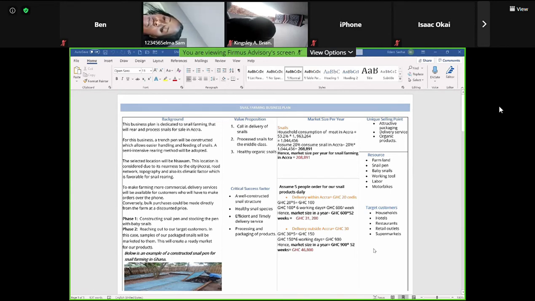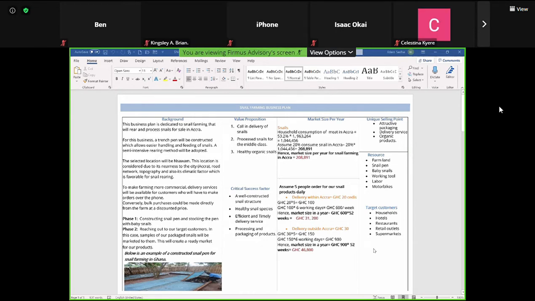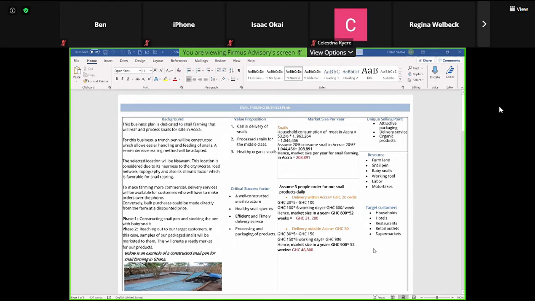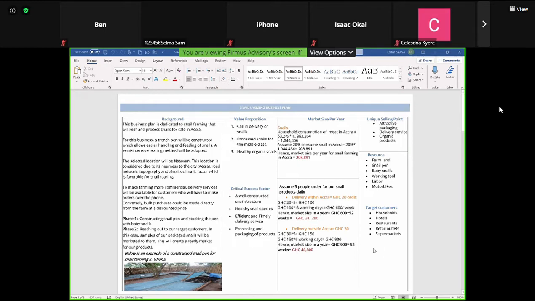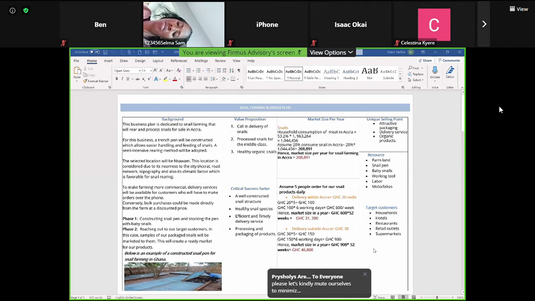Now I decided that okay, if a million people spend, let's say, a million cedi yearly on meat, I can capture 20% of that amount. So that will become my market size for snails. So then 20% of that brings it to 208,891. So the market size for snail, by my calculation, is that. These are all rough works. I mean, okay, this is how I'm going to do it.